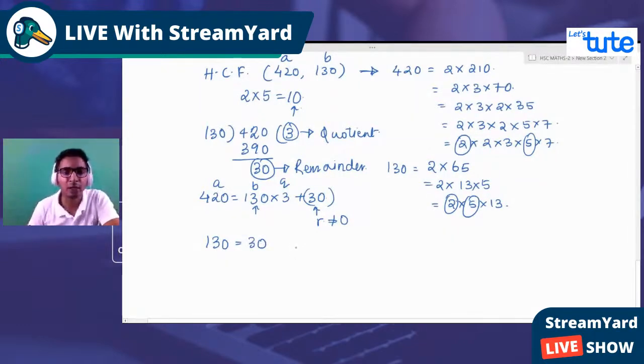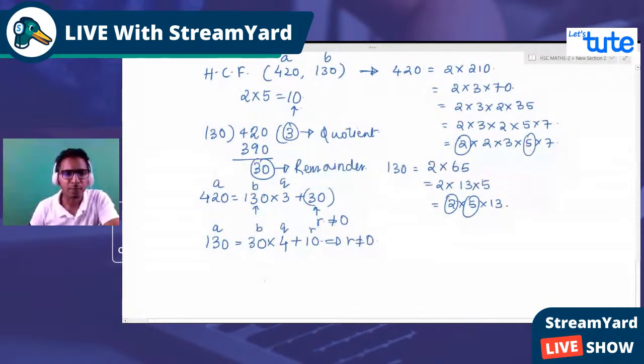Now we have to find a new Q and a new remainder. How can it be done? 30 multiplied by 4 is 120, plus 10 gives us 130. In this, our new A is 130, new B is 30, new Q is 4, and new R is 10. You can still see that R is non-zero, so we have to continue this process.